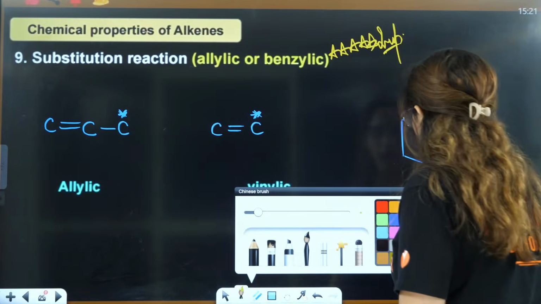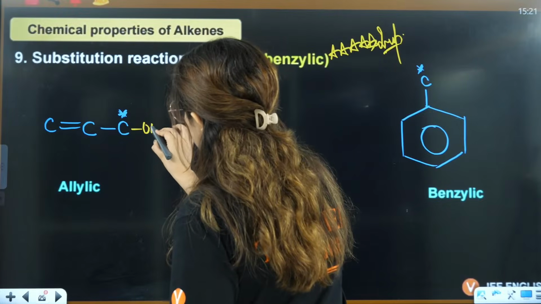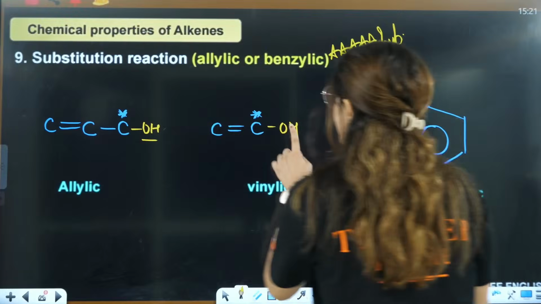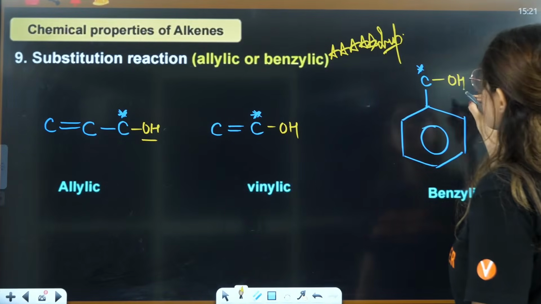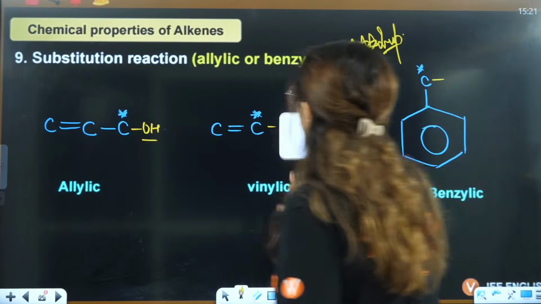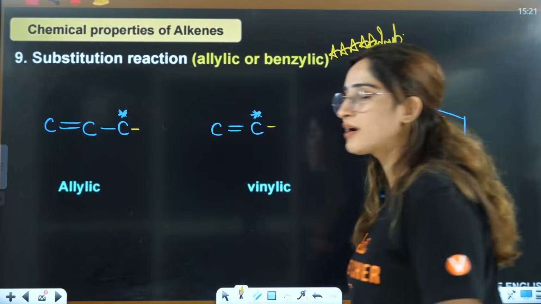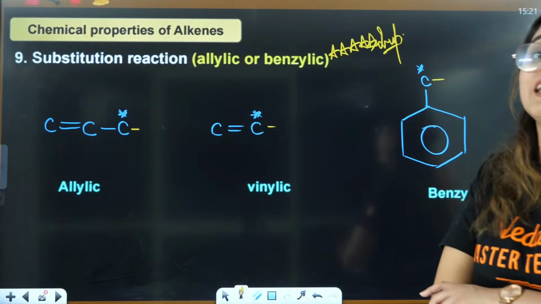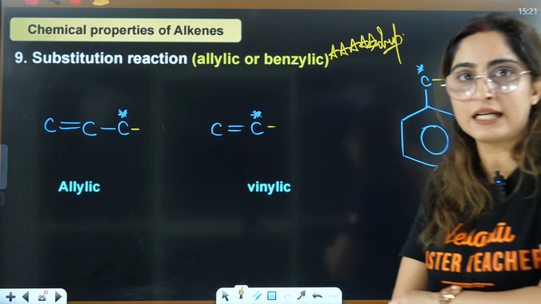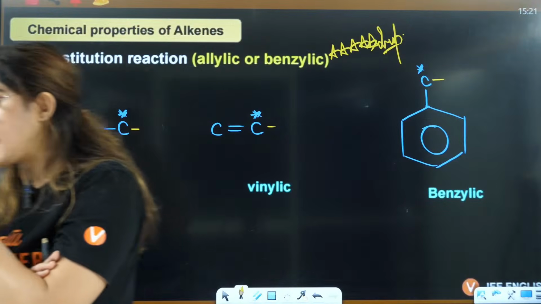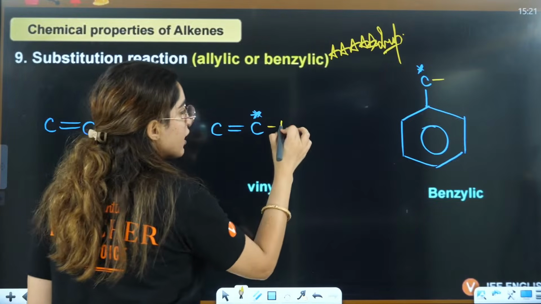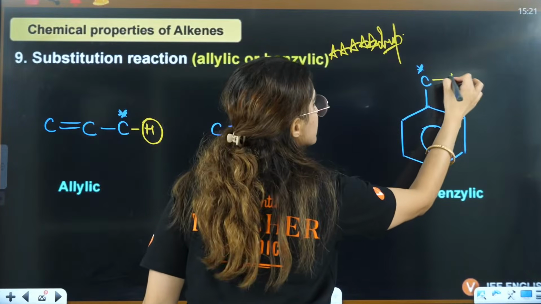Now, if you have attachment of OH here, then this will be called allylic alcohol. If you have attachment of OH here, this is vinylic alcohol. If you have OH here, this will be called benzylic alcohol. If you have attachment of halogen here, that will be called allylic halide, vinylic halide, benzylic halide. So on this allylic position, you have a hydrogen here, you also have a hydrogen here, you also have a hydrogen here.